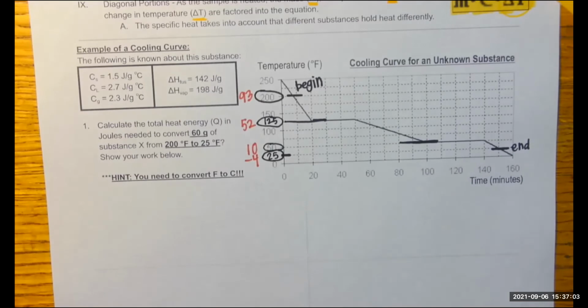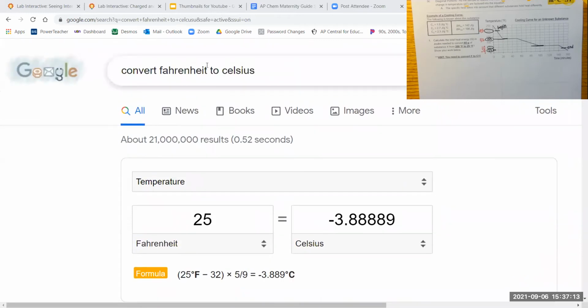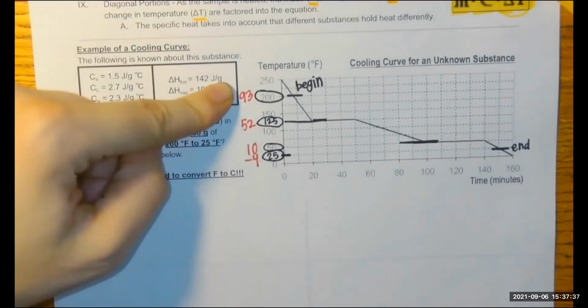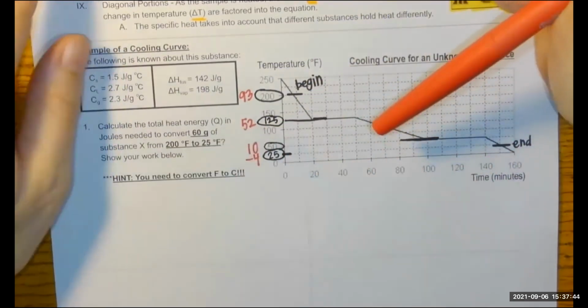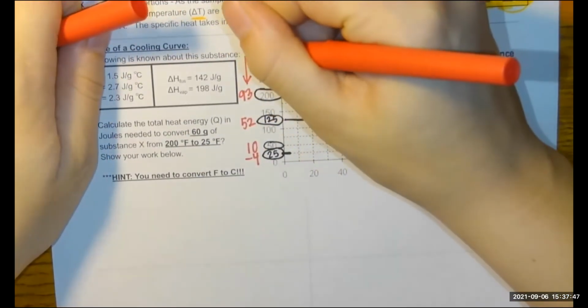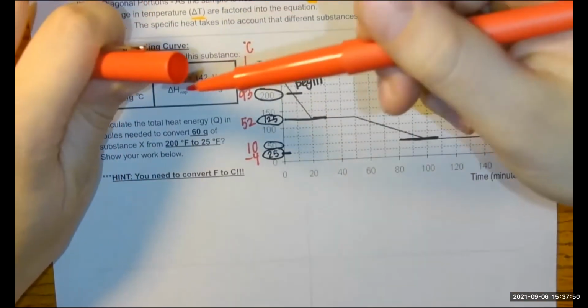So I did these conversions here. I didn't really worry too much about them. I just went to Google and searched convert Fahrenheit to Celsius. So the 200 I converted to 93, 125 to 52, 50 to 10, 25 to -4. These are the ones we're going to be using. They are in degrees Celsius.